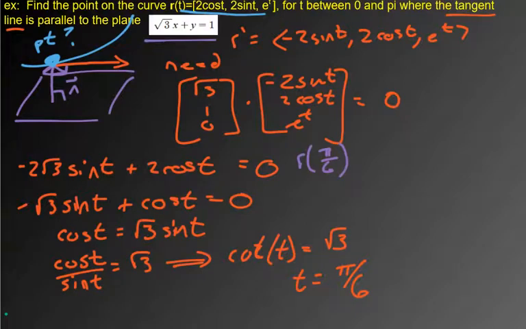So r of pi over 6, if you plug it in, you're going to get, let's see, cosine is root 3 over 2 for pi over 6 plugged in. So then root 3 over 2 times 2, you're going to cancel the 2's. You're going to get root 3. Then if you plug in pi over 6 for sine, you get 1 over 2. So then 2 times 1 over 2 is 1. Then e to the pi over 6 is a beautiful number that I'm just going to write as e to the pi over 6. And yeah, that would do it.